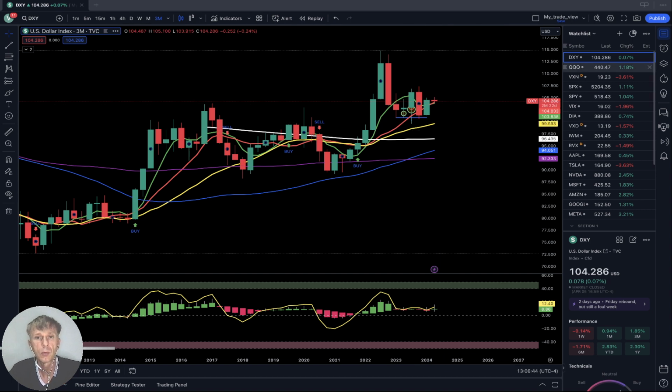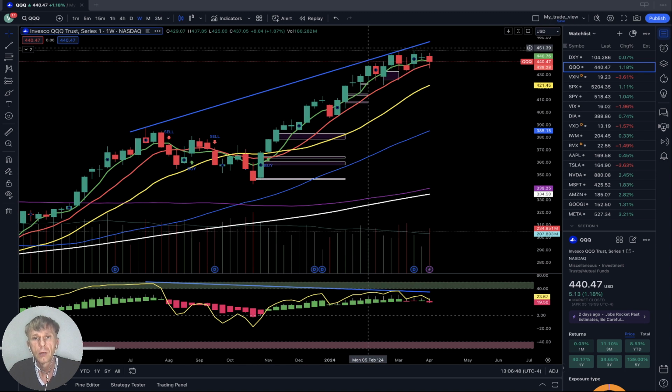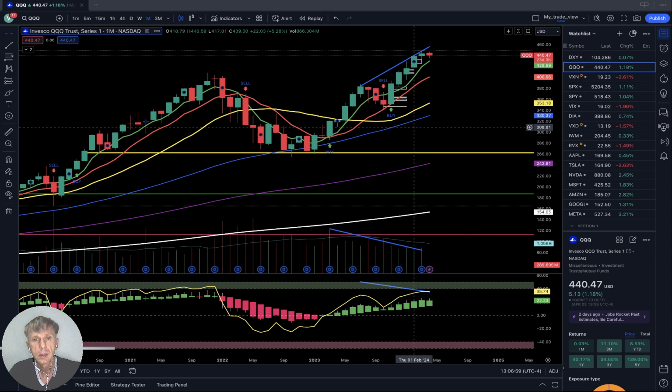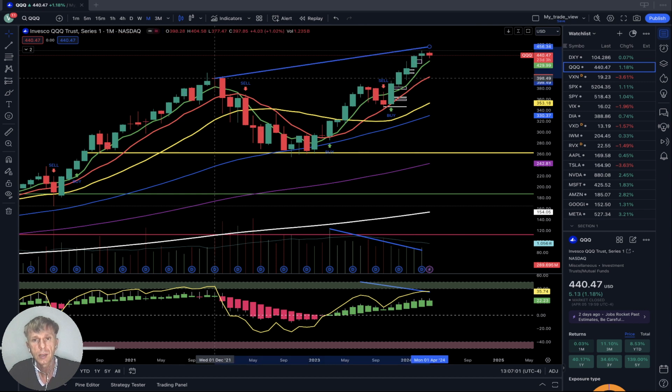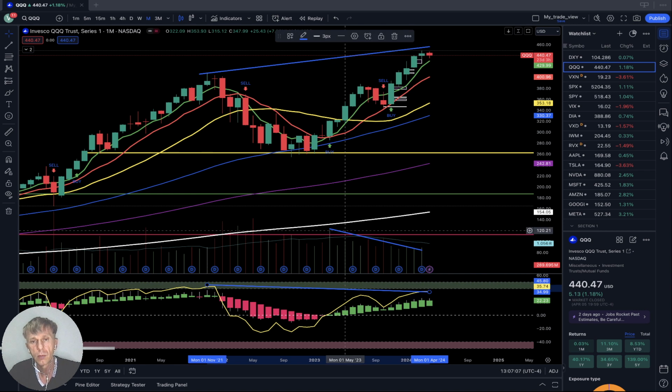Okay, now let's move to QQQ. Let's start weekly. Weekly last bar still above all moving averages, bullish trend, price action bullish, bearish divergence on the RSI. Monthly, same, right? Price action bullish, bearish divergence on RSI, volume also has bearish divergences. Bullish trend with bearish divergences.